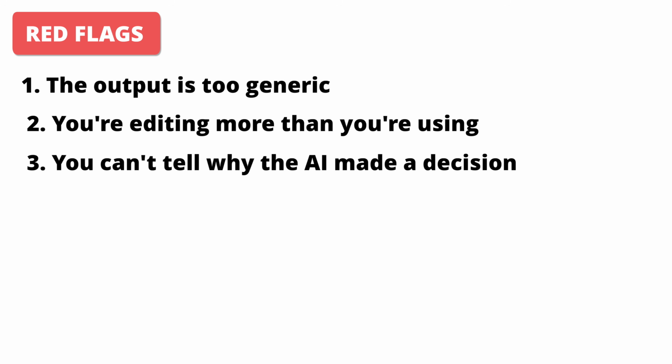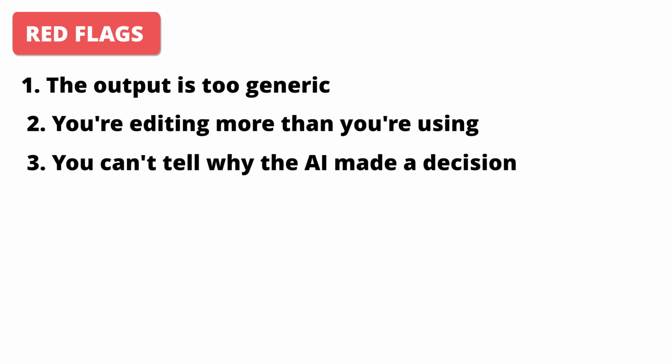The next one is extremely important. You can't tell why AI made some decision. Again, AI doesn't make any decisions for you. You are a developer and you are responsible for your code. If you don't understand something in the code that AI produced, you must ask AI to explain it to you. You must be 100% sure about all code that AI produced.